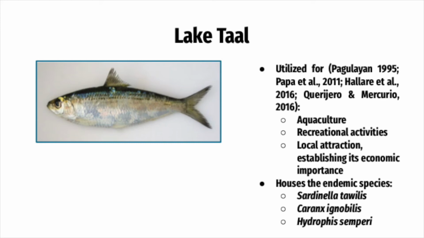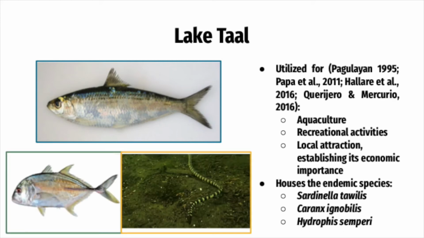In addition to the previous slide, Lake Taal is located in an agricultural and industrial region that is densely populated and quickly expanding. It is also used for aquaculture, recreational activities, and as a local attraction, demonstrating its economic value. The Sardinella tawilis, giant trevally, and the Lake Taal sisnic, hydrophysim fairy, are almost all the endemic species found in the lake. Overfishing and pollution of the lake by wastewater from businesses and families are two of the most serious issues for this freshwater ecosystem.